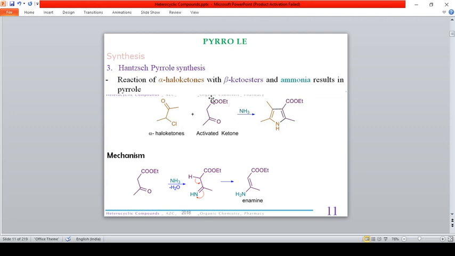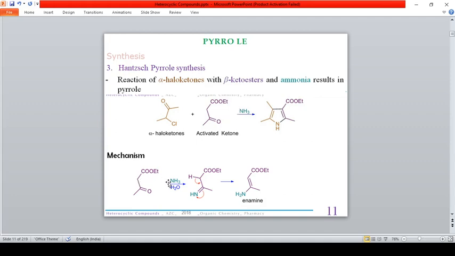Now another one is beta ketoester. This is the ester group. This is the alpha carbon. This is the beta carbon, and it has a keto group on the beta carbon. So it is beta ketoester. Now both of these react in the presence of ammonia and result in the formation of pyrrole. Now what does the mechanism say?